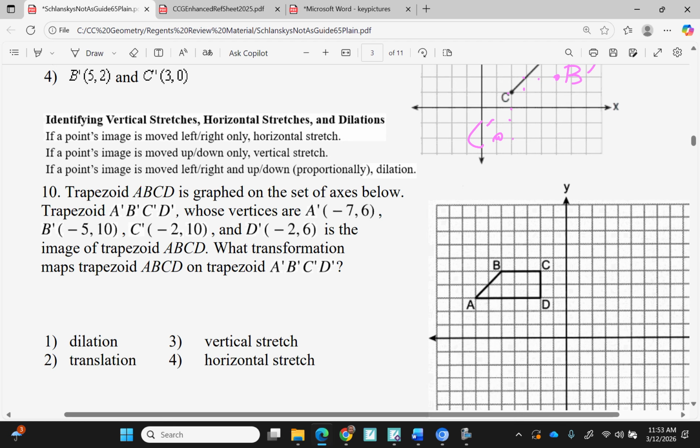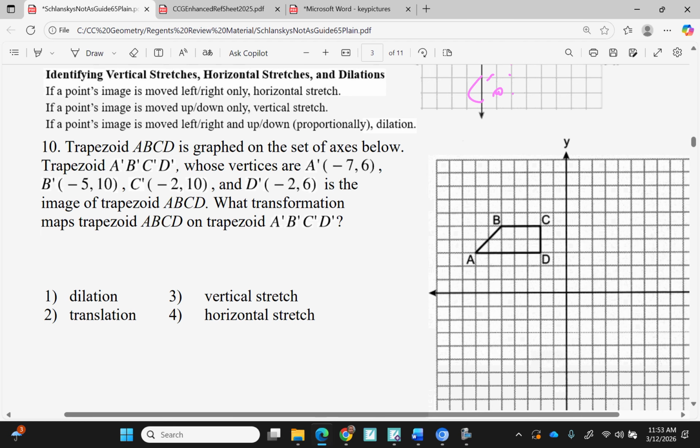Identifying vertical stretches, horizontal stretches, and dilations. So basically, if it's being pulled horizontally, it's a horizontal stretch. If it's being pulled vertically, up and down, it's a vertical stretch. If it's being pulled in both directions, then it's a dilation. Dilation goes in both directions.